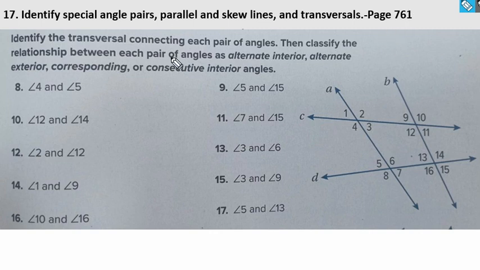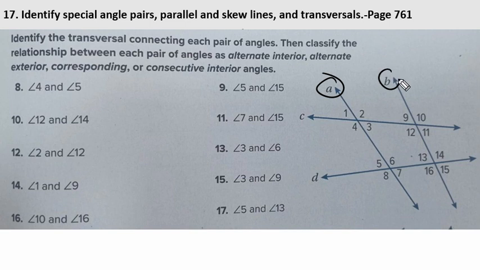Okay, this is topic number 17, part 2. Now, in this one, we will discuss all the alternate interior, alternate exterior, corresponding, and consecutive interior angles. So, you have two lines C and D. Are they parallel? No, they are not parallel, okay?